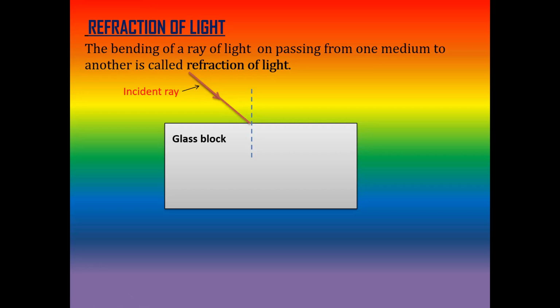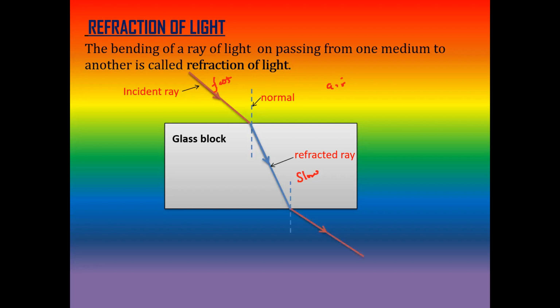So the imaginary line which is perpendicular to the surface, we call that the normal. Then what we observe is that the light will slow down. Here it is moving fast because it was moving in air. This light was moving faster, and the light which moved from air to glass slows down. And when the light slows down, we observe it bends towards the normal.